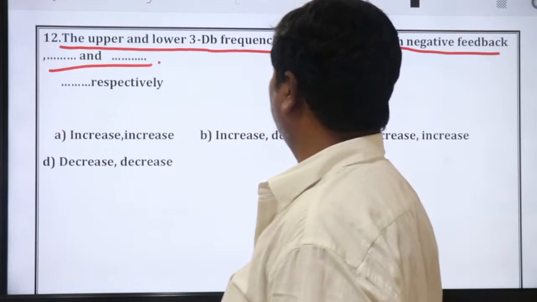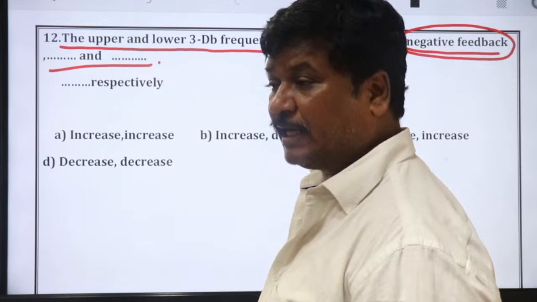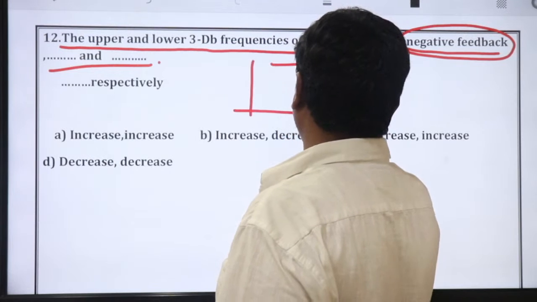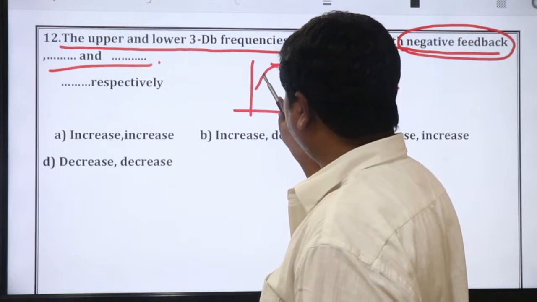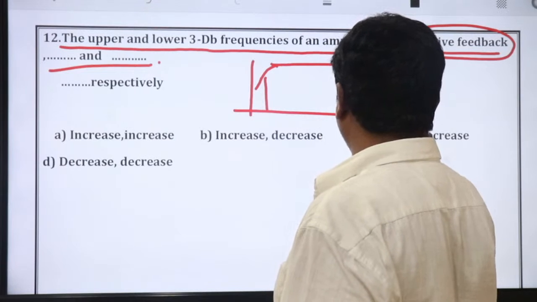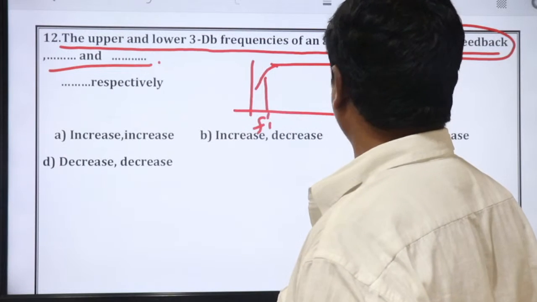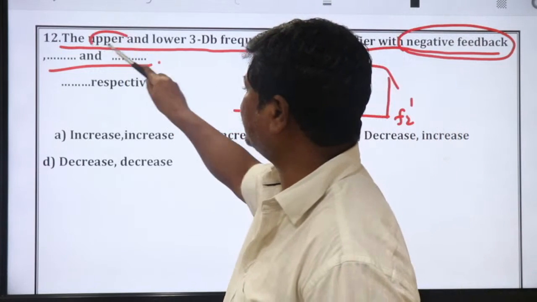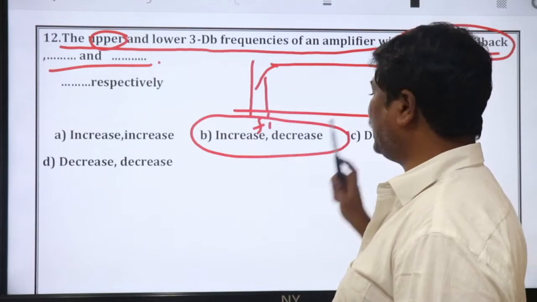Okay? So because of the negative feedback, what happened to bandwidth? The bandwidth increases. Bandwidth increases means your upper 3 dB frequency F2 dash increases, and the lower 3 dB frequency decreases. Upper 3 dB increases, lower 3 dB decreases. This will be the answer.